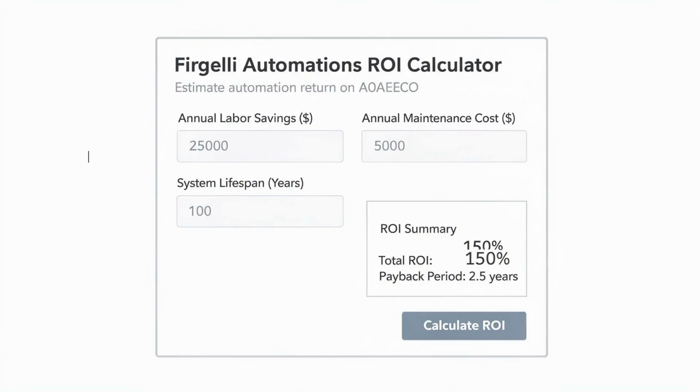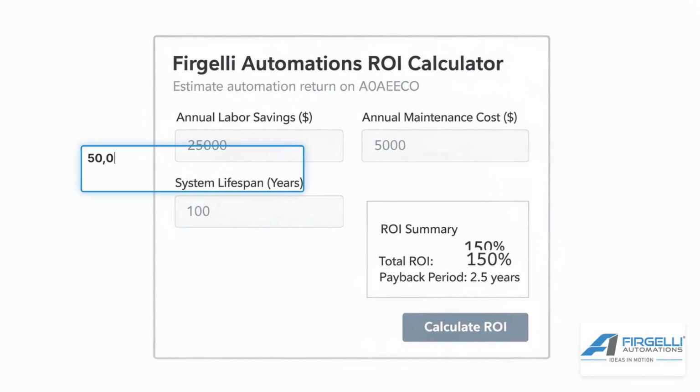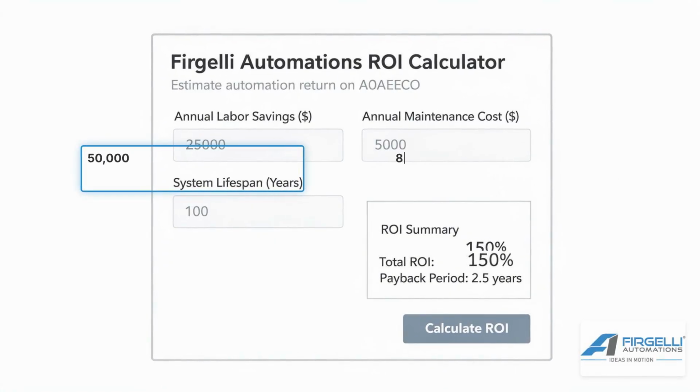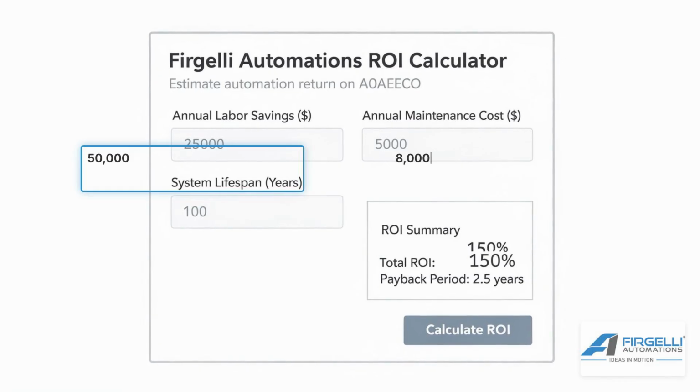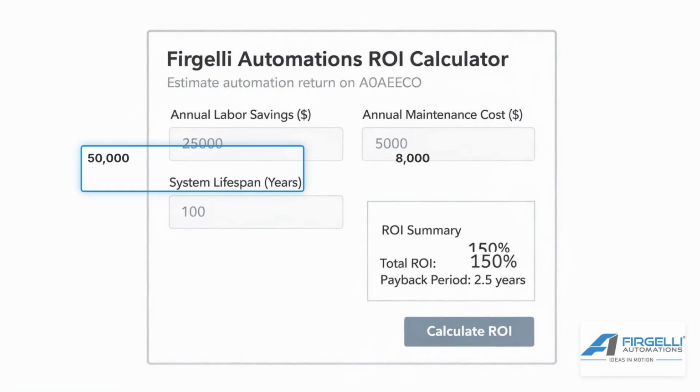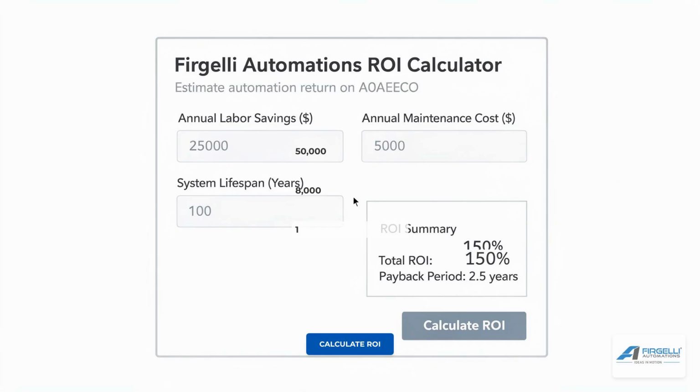Here's a realistic example. For equipment cost, I'll enter $100,000 for a robotic welding cell. Annual labor savings is $50,000, replacing one full-time welder position. Annual maintenance cost is $8,000 for quarterly servicing and component replacements. System lifespan is 10 years, typical for industrial robotics.